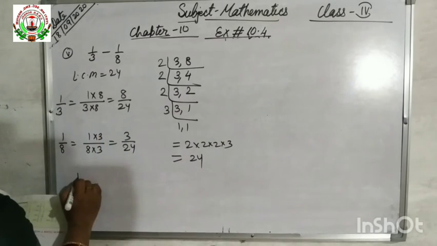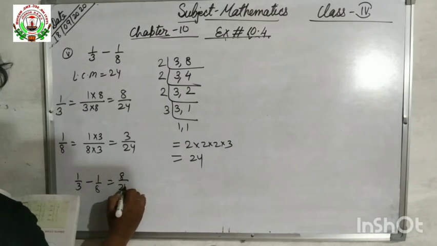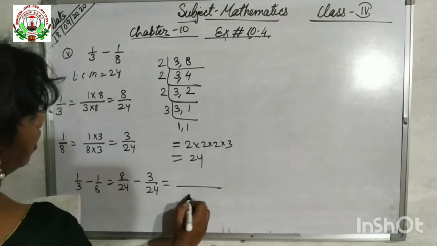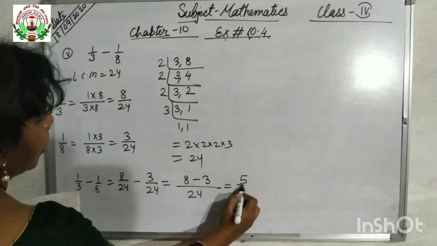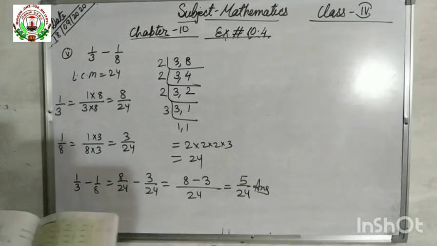Our main fraction is 1 by 3 minus 1 by 8. That is 8 by 24 minus 3 by 24. Now 24. 8 minus 3 is 5. 5 by 24. This is the answer.